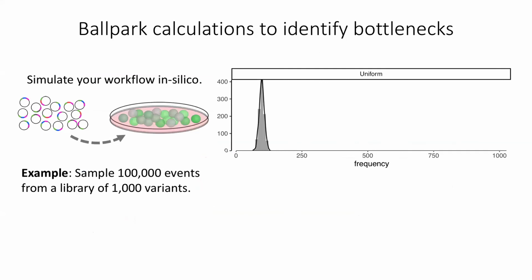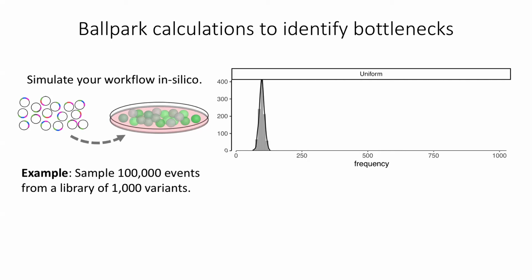Over the years, I've gotten many questions about avoiding bottlenecks in the workflow. In many cases, how many times you want a barcode or how many times you have to recombine cells. And people generally want general rules such as 100-fold coverage of variant library.